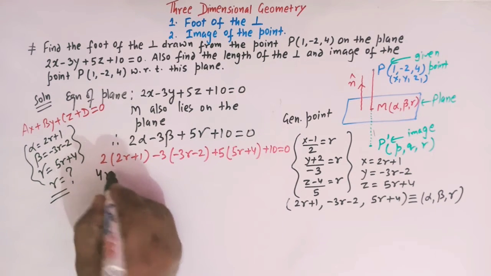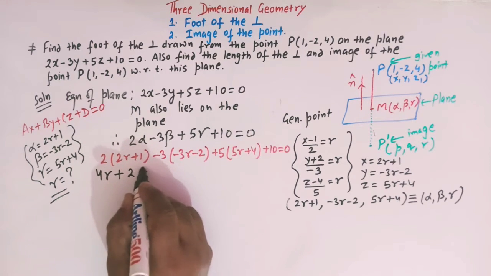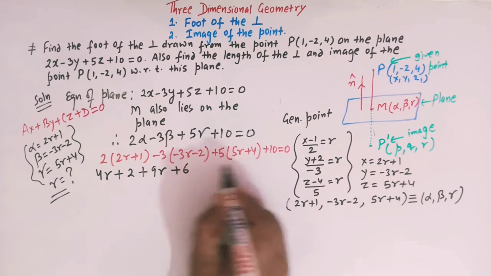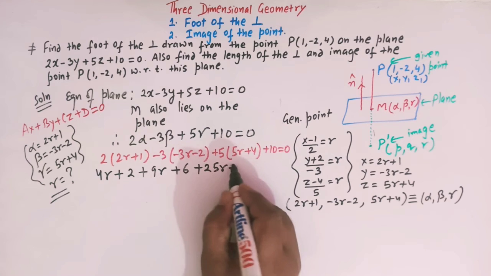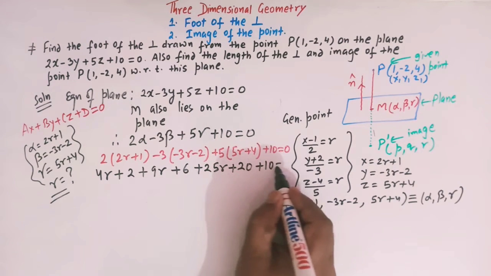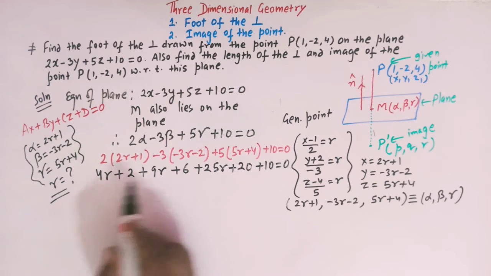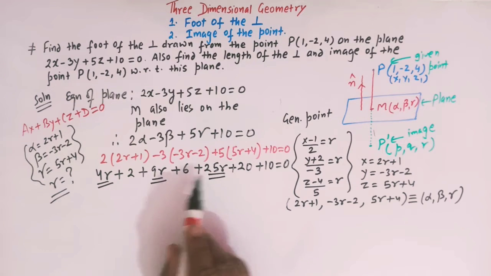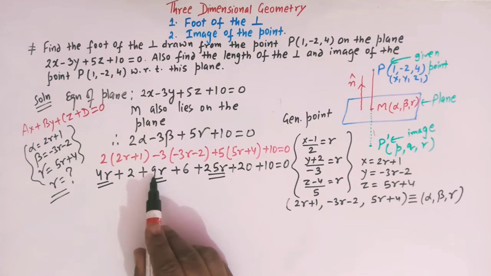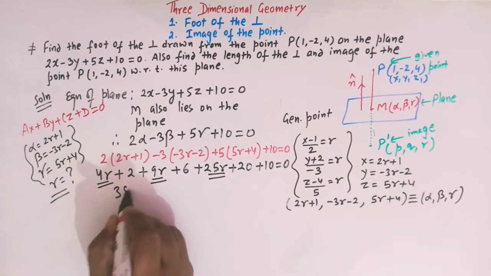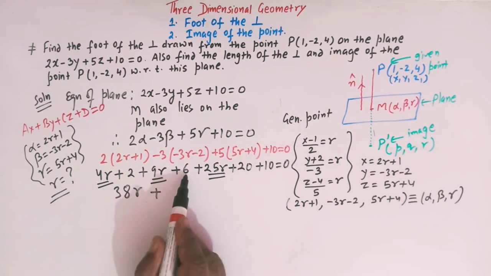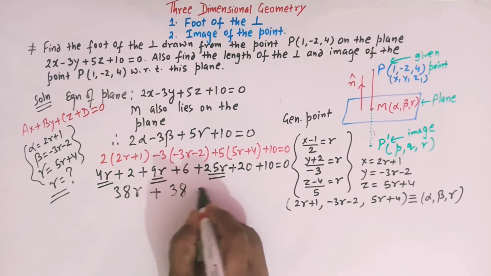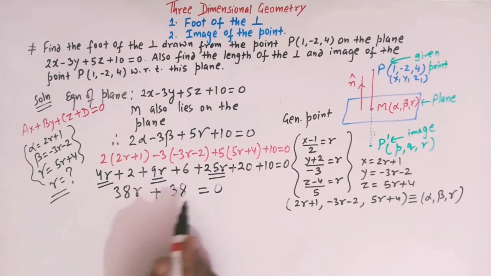So we have 4r, then we have 2, then we have 9r here, and plus 6, then we have 25r, then we have 20 plus 10 is equal to 0, right? So here we have 4r, 9r and 25r. So this is 25 plus 9 is 34 plus 4, 38r, right? And here we have 6 plus 2, 8, plus 20, 28, plus 10, 38, right? So now we have 38r plus 38 is equal to 0.